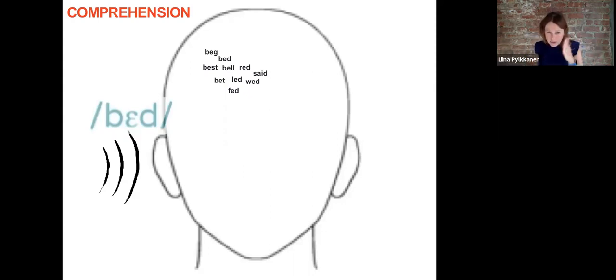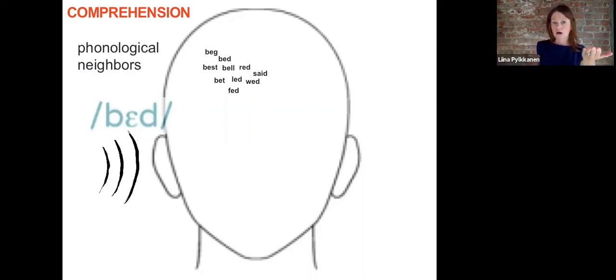Then as a little bit of time passes by, your brain figures out that it is that bed representation that really best matches what you heard. And so that representation will get more and more excited. And the other representations, that is the phonological neighbors of the target representation, will get less excited and they'll just die down gradually.